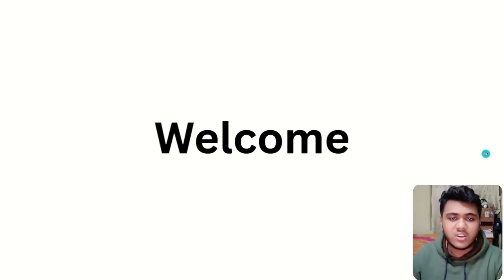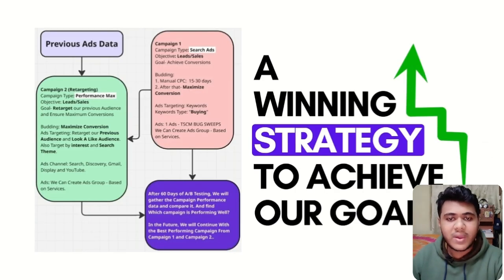So let's begin. Very recently we made a strategy for one of our clients. Basically it's a service business and their main target is leads, and they ran ads previously. So we designed two campaigns. The first one is a search campaign and its main objective is sales, and we are targeting buying keywords so that we can achieve our conversion goal easily. And with that we run our second campaign, a PMax campaign, whose objective is also leads, and it will be a retargeting campaign, and we share the previous data in this campaign.